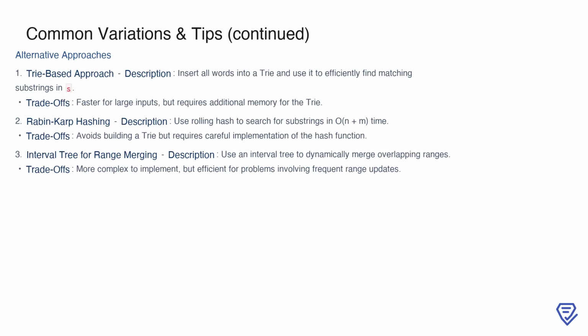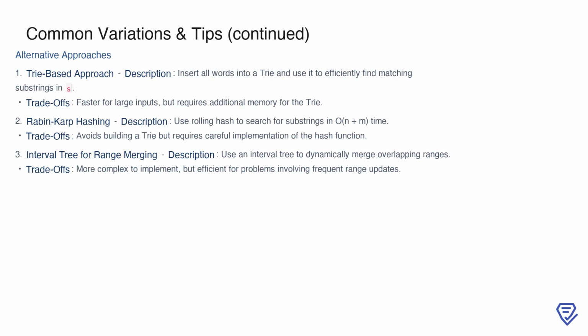There are also alternative approaches that can be valuable depending on the specific constraints of the problem. One such option is the trie-based approach, where you insert all the words into a trie and use it to efficiently find matching substrings in s. This approach is particularly fast for large inputs, but the trade-off is the additional memory required to store the trie.